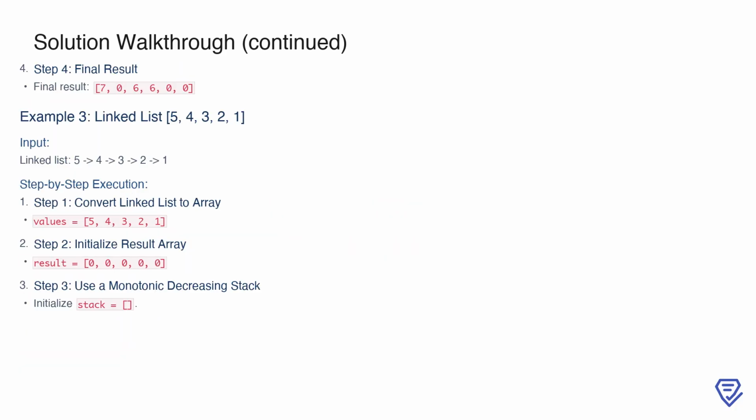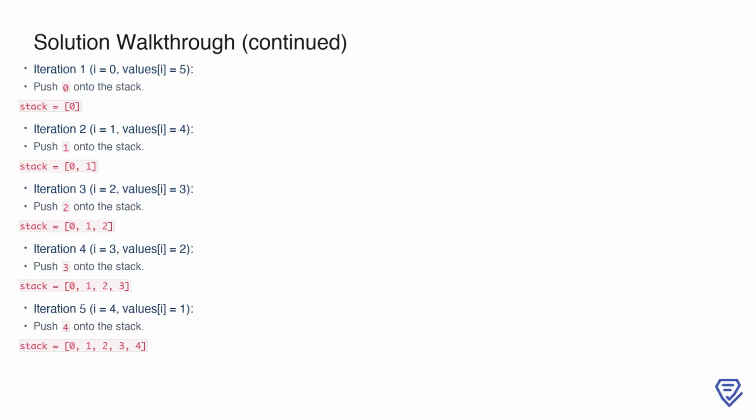At the end of the iteration, the stack contains indices of elements that have no next greater node. These remain as 0 in the result array. For this example, the final result is 7, 0, 6, 6, 0, 0, meaning the next greater nodes for 1, 5, and 3 are 7, 6, and 6 respectively, while 7, 6, and 4 have no next greater node.